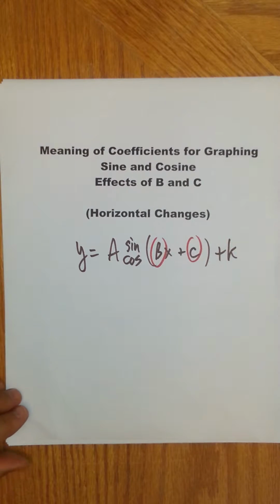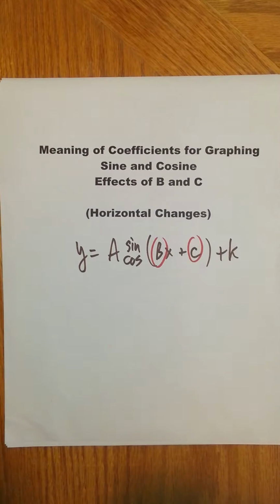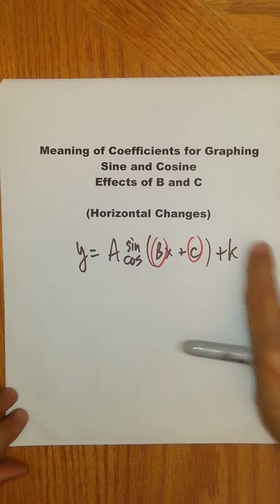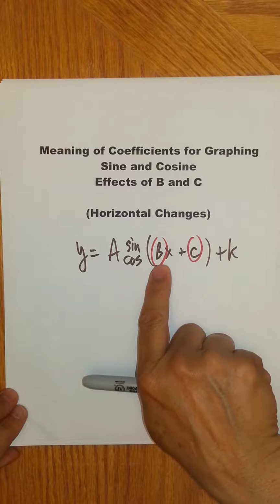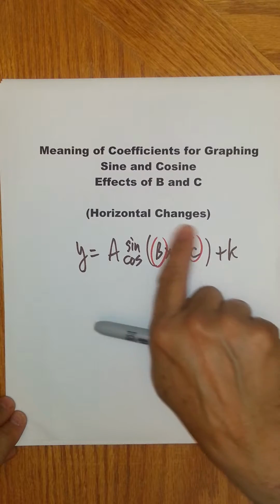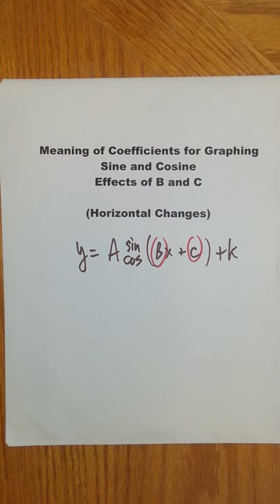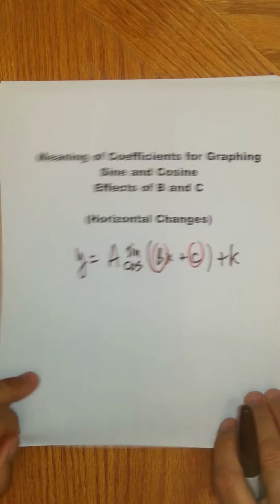Hello. So in this video we're going to look at the horizontal changes that affect the graph of sine and cosine, and that's going to be the effects of B and C inside the argument of the sine and cosine. All right? So let's take a look at this example.